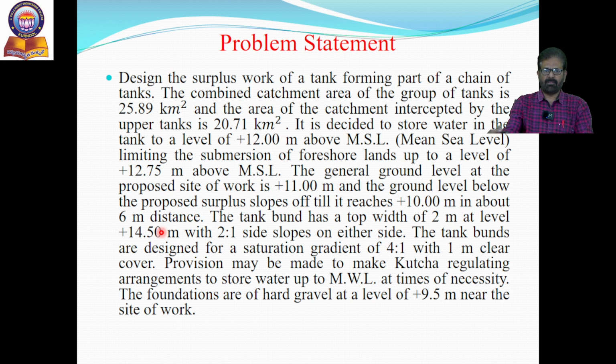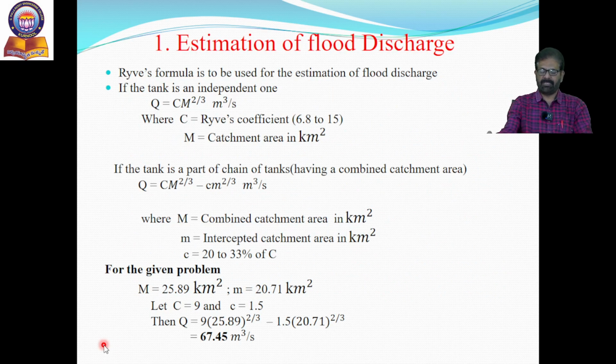If you see all these numericals regarding the RLs or reduced levels, the lowest level is plus 9.5 meters, whereas the highest level is plus 14.5 meters. That means the entire structure of this particular surplus weir is over a height of nearly 5 meters, 9.5 to 14.5 meters, from foundation bottom to top of the structure. I hope the problem statement is clear. The entire data given in this problem statement has to be used for our design.